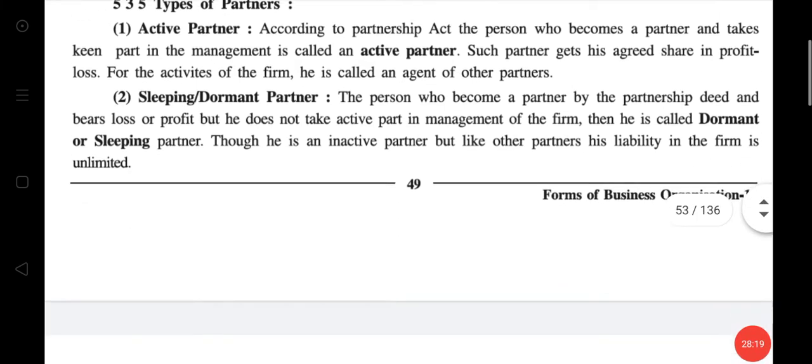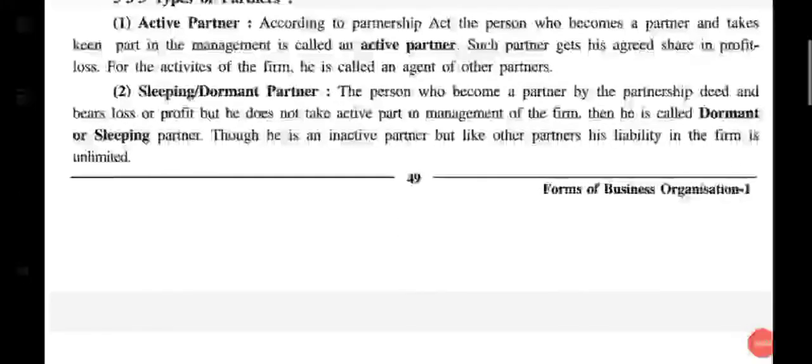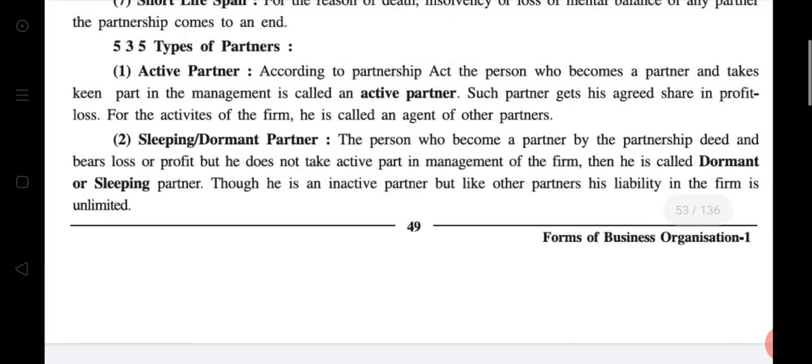Then the sleeping or dormant partner. The person who becomes a partner by partnership deed and bears a loss or profit, but does not take an active part in management of the firm, is called a dormant or sleeping partner. See, the explanation of this partner I'll give in the next lecture.